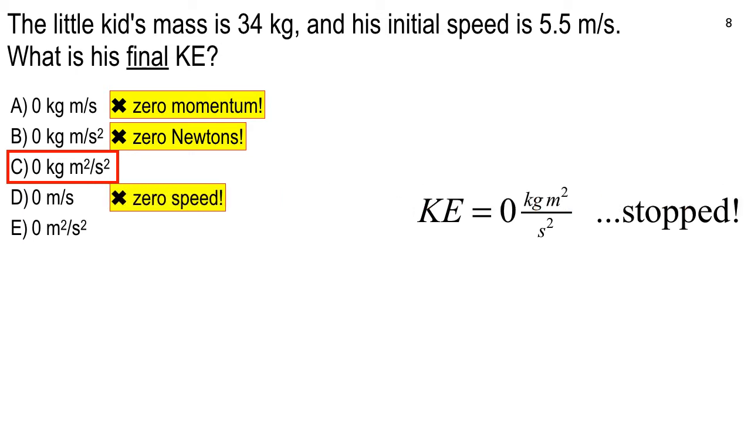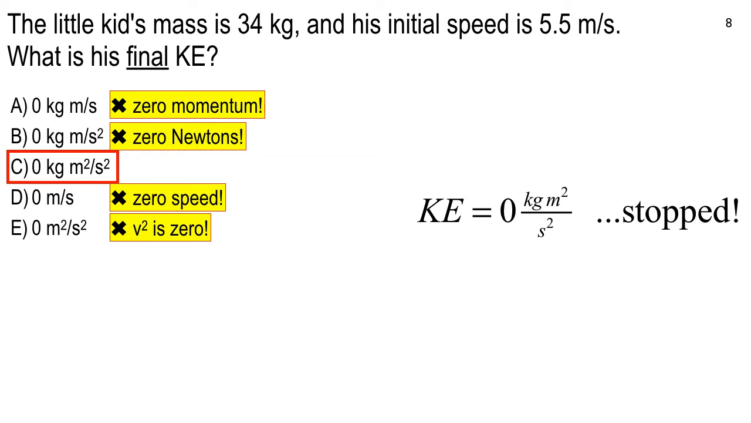Okay, the next one, D, that's a speed. If I'm asking you about a speed, what is this final speed? 0, that would be, but that's not the question I'm asking. Remember, you always want to read carefully. Do not let me catch you napping.